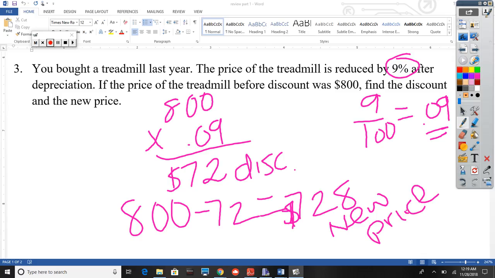Okay, so again, these first three problems that I did for you, go in your notebook. These are your notes. And the next three problems, I want you to do them on a separate sheet of paper and use your notes as a guide to do them.